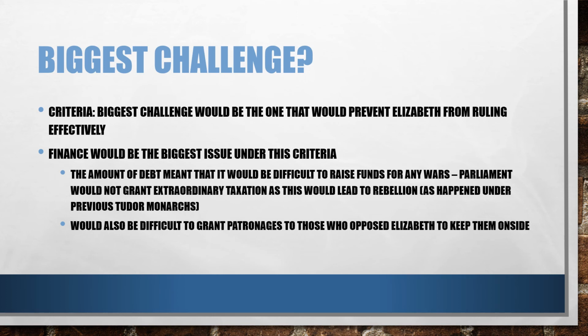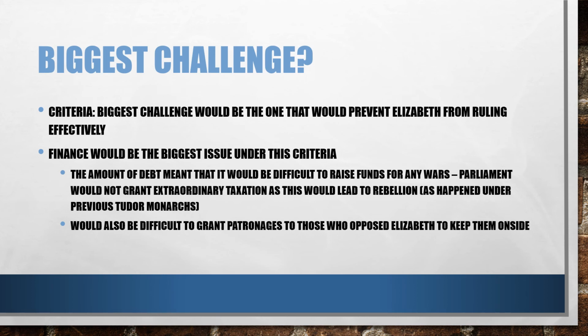So in terms of what the biggest challenge would be, it would have to be the idea of finance. So the finance is the biggest issue under this particular criteria, purely because the amount of debt would mean it's difficult to raise funds for any wars. And anyone that would attack, say for example, France or Spain or Scotland or a combination of the three, then Elizabeth would not be able to defend the country from such an army.